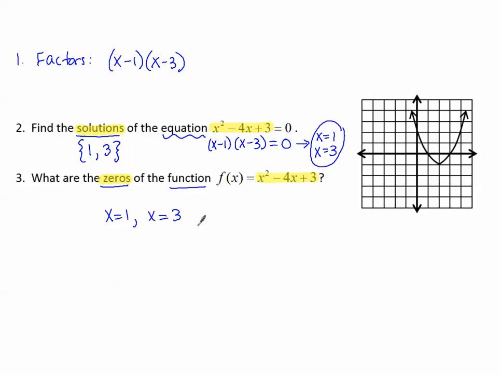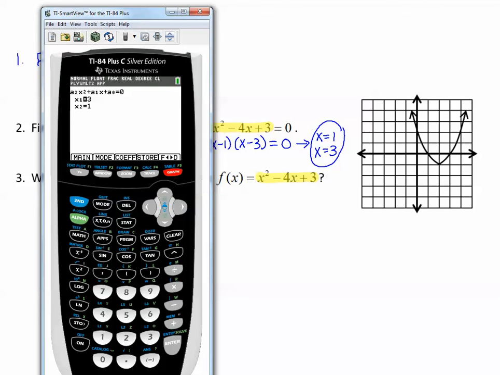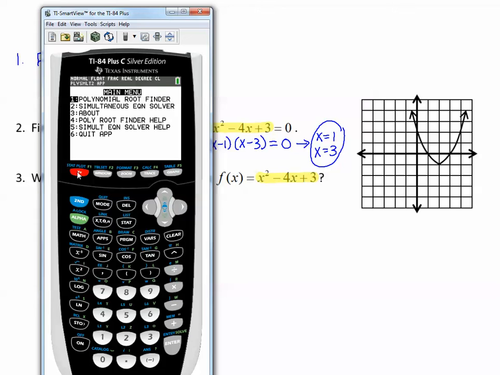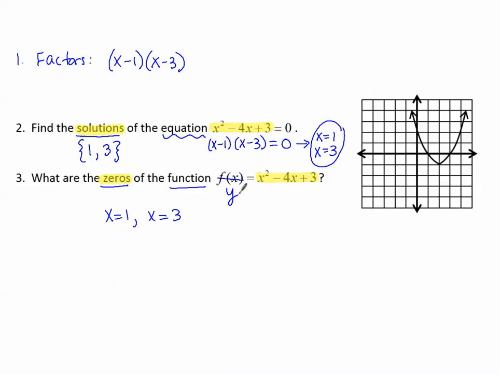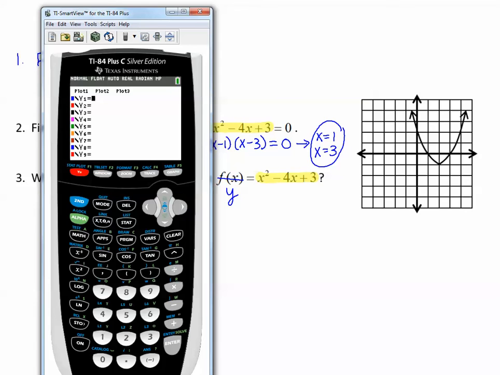If we graph this quadratic, which we can also do with the calculator, pressing y equals, we type x squared minus 4x plus 3. Remember that f of x is just another way to say y. So x squared minus 4x plus 3.